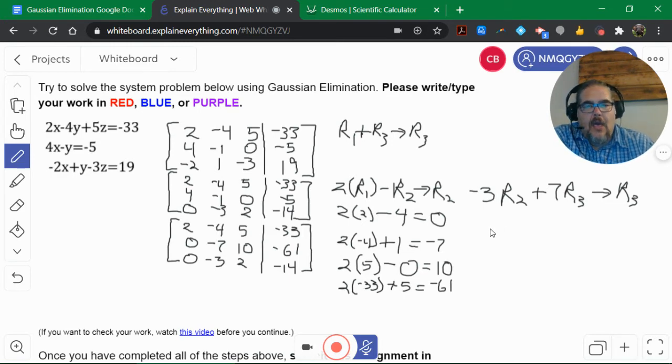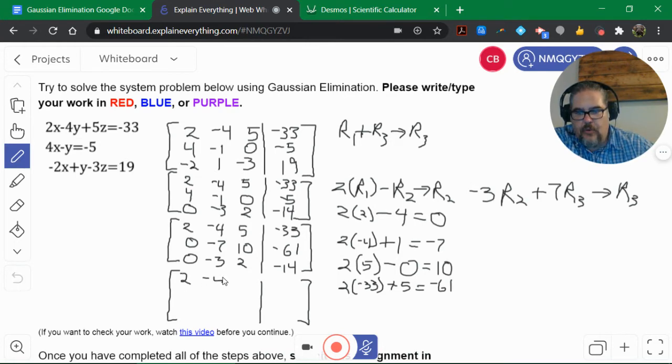Okay, so we know that our x's are going to 0 out. Or actually, I'm sorry, I'm getting ahead of myself. We're replacing row 3, so let me go ahead and write this down here, which means that rows 1 and 2 can stay. Row 1 is 2, negative 4, positive 5, and negative 33. Row 2 is 0, negative 7, positive 10, and negative 61. Okay, and we're replacing row 3.